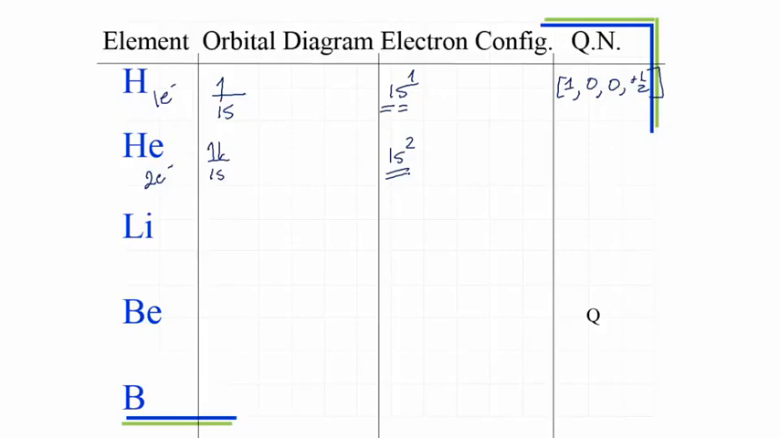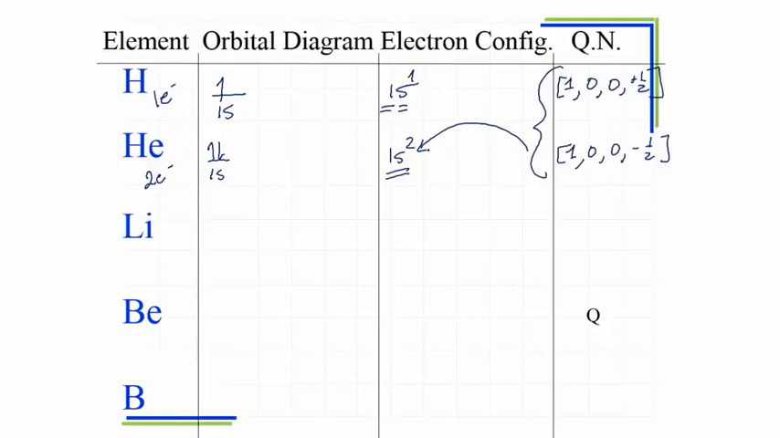If I were to write the quantum numbers of that second electron that I put in there, it would still be in the first shell. It would still be in the s subshell. It's in the same orbital, but it's spinning in the opposite direction. So those 2 sets of quantum numbers would represent both of those electrons in the helium ground state atom.